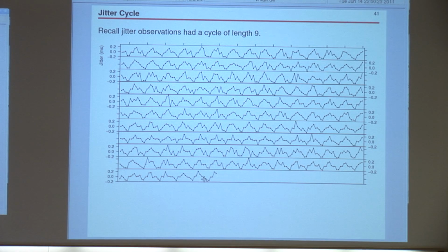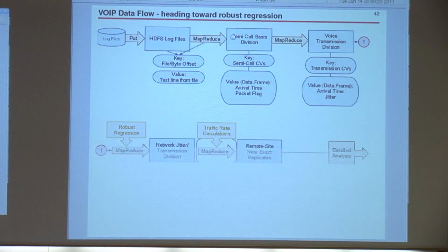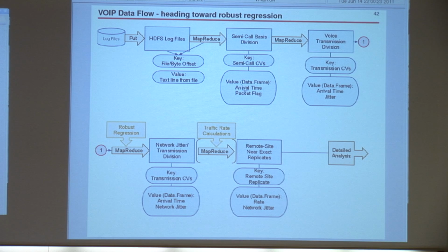So what they want to do is take out this effect, because they don't think it's coming from the network, and they want to study the network. And that's where we are now. We're just leaving the voice transmission division, where the keys were transmission conditioning variables and the values were arrival times and jitter. And we're going to do a robust regression in a MapReduce.